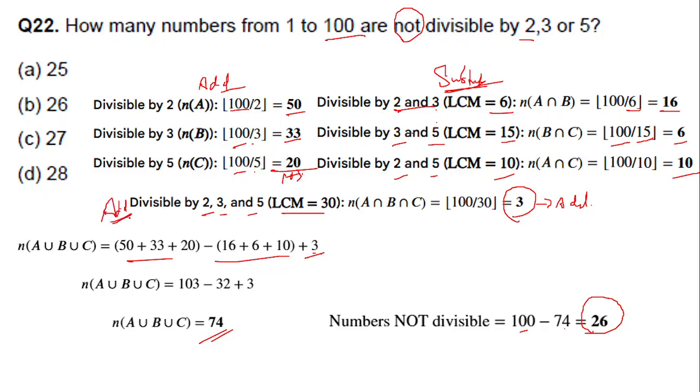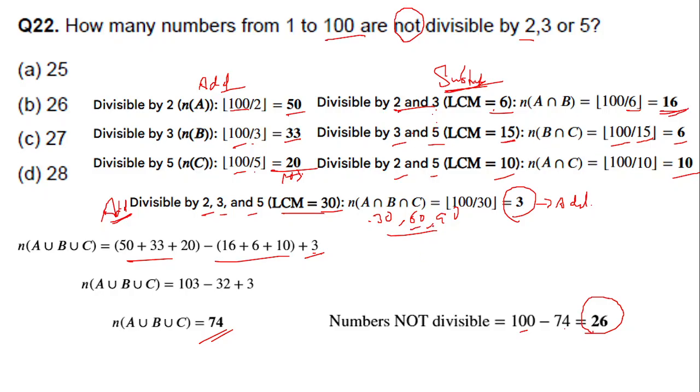Why this has to be added? Why not subtracted? Because, for example, when we take LCM 30, we get multiples of 30, that is 30, 60, 90. Okay. So if you observe 2 and 3, the LCM is 6. 30 is divisible by 6. So that count has already come here. Okay. 3 and 5 is 15. Again 15 and 60, the count has already come.